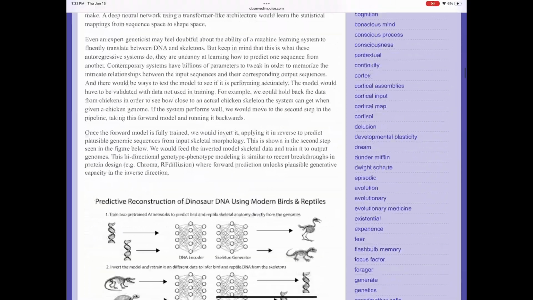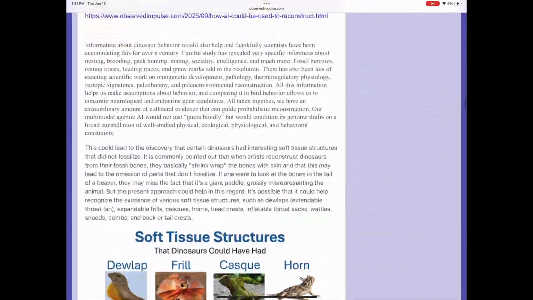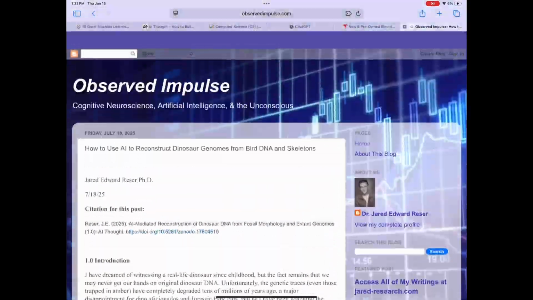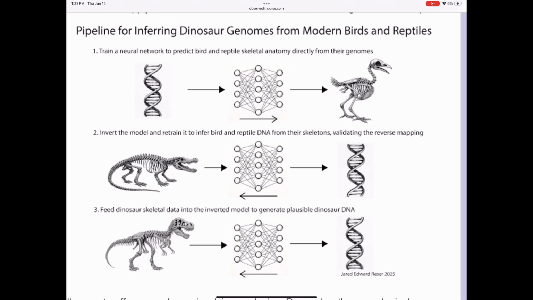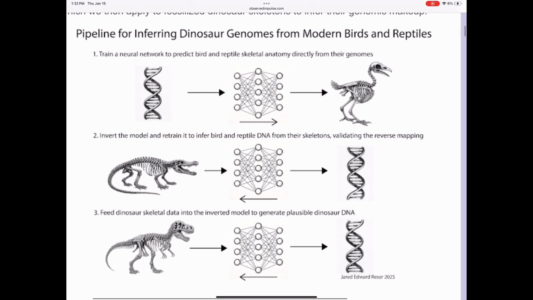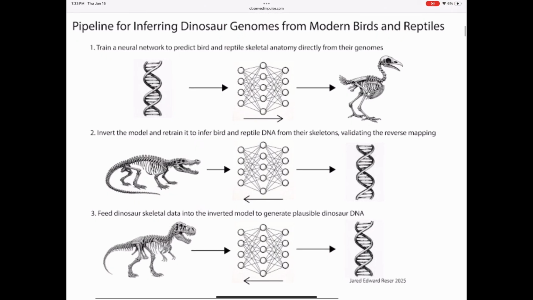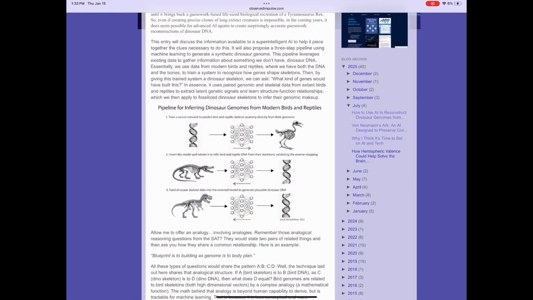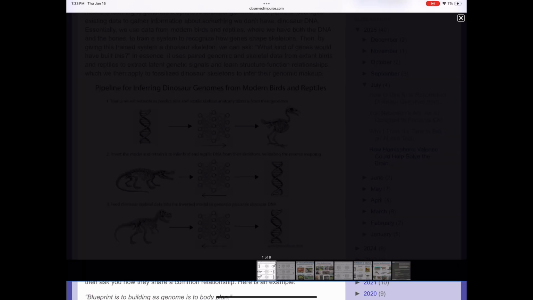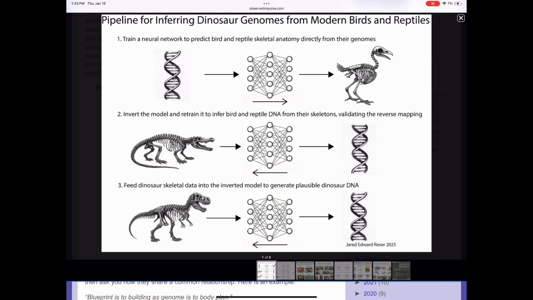Okay, so here is the main figure that I created, and this really shows the technique that I'm describing here, right? It's a pipeline for inferring dinosaur genomes from modern birds and reptiles. So there are three different parts to this pipeline. You train a neural network to predict bird and reptile skeletal anatomy directly from their genomes, right?